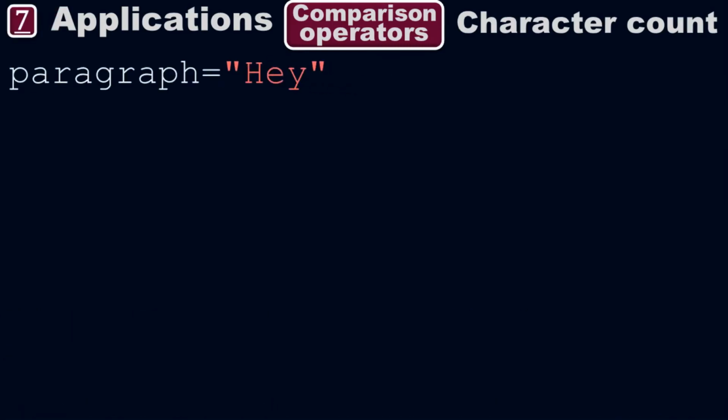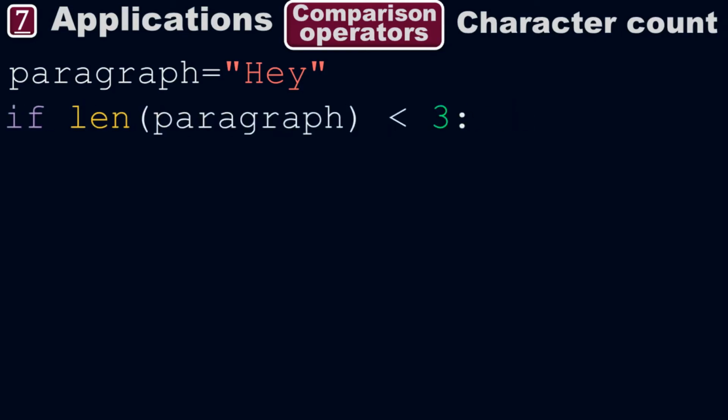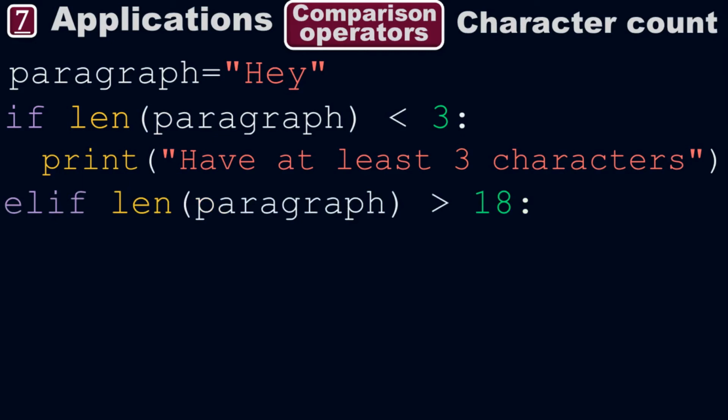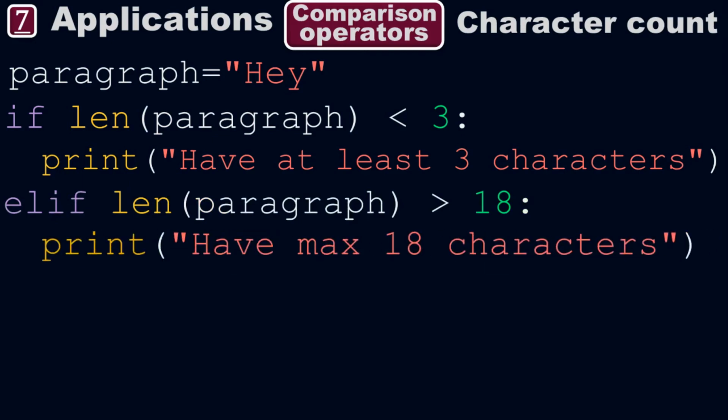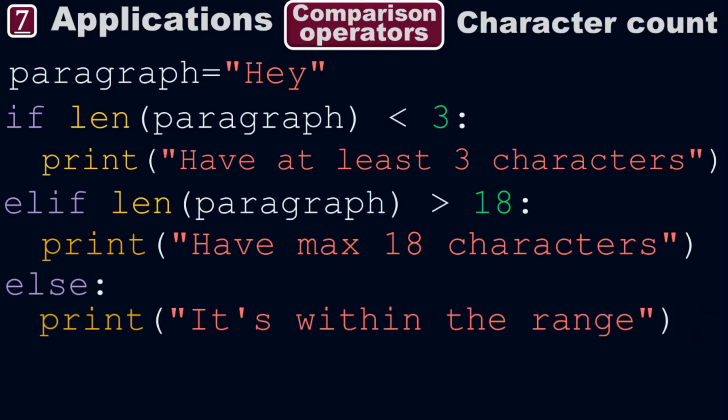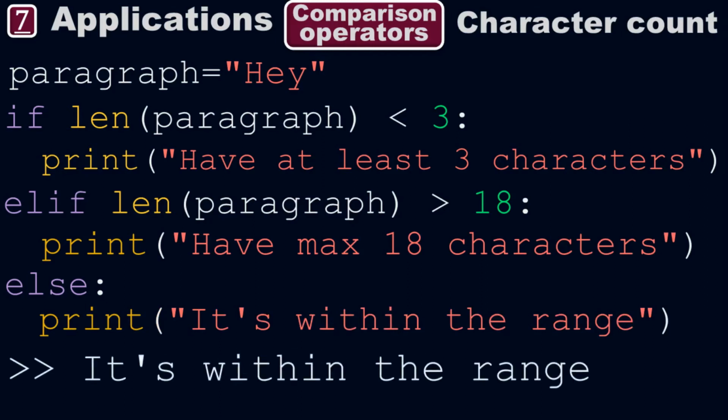But what if the paragraph equals to hey this time? The paragraph equals to hey. If the length of paragraph is less than 3, then print have at least 3 characters. If the length of paragraph is greater than 18, then print have maximum 18 characters. Else, print it is within the range. When you run it, your final output will be it is within the range.